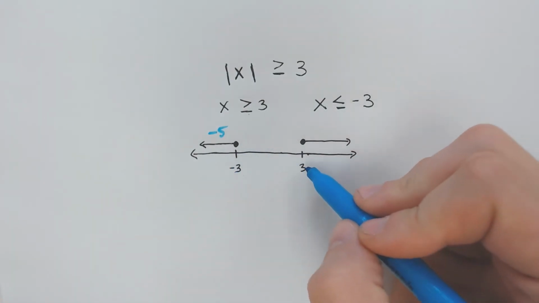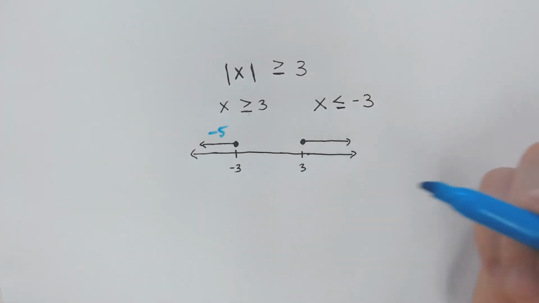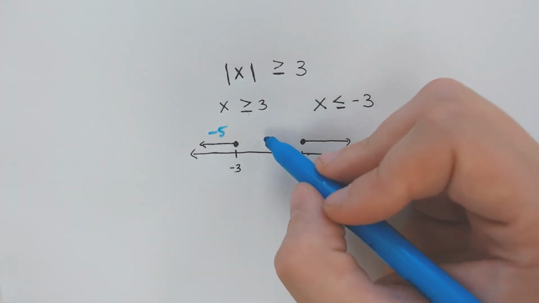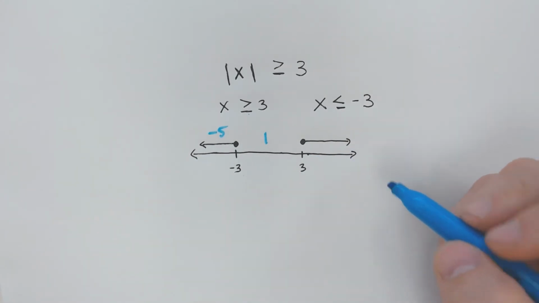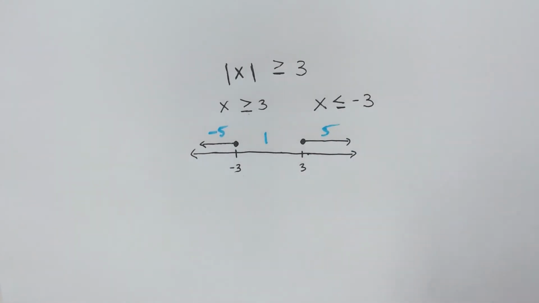Any number between negative 3 and 3, you could plug in 0. You could plug in 1 or 2. I'm going to plug in the number 1. Why not? And then any number bigger than 3, we'll go with positive 5. And that part's going to go really quick, hopefully.